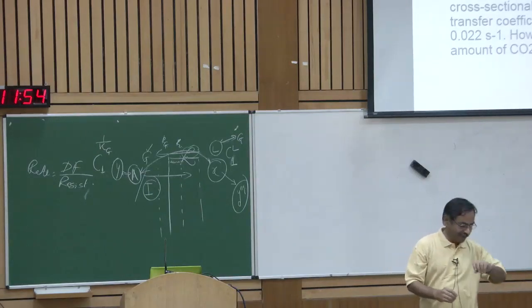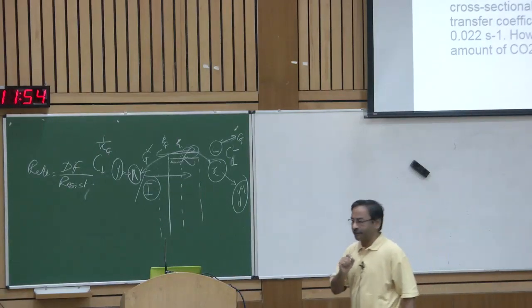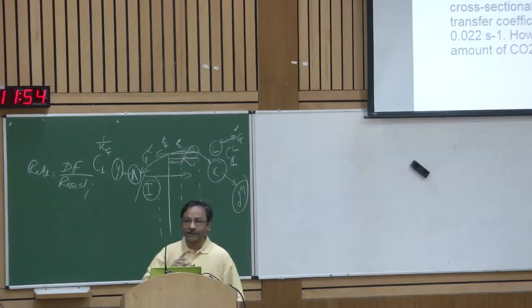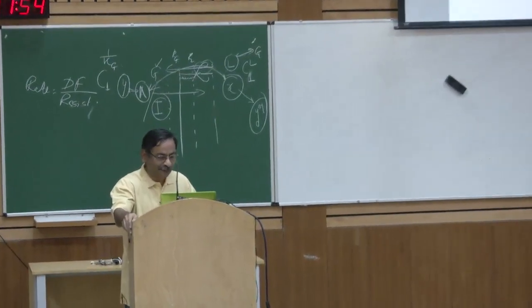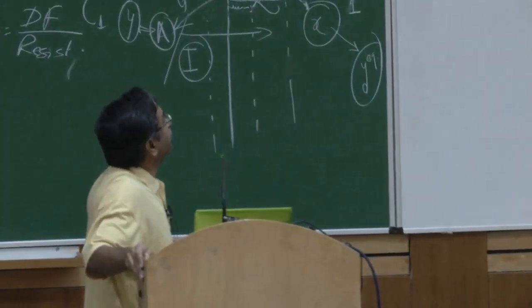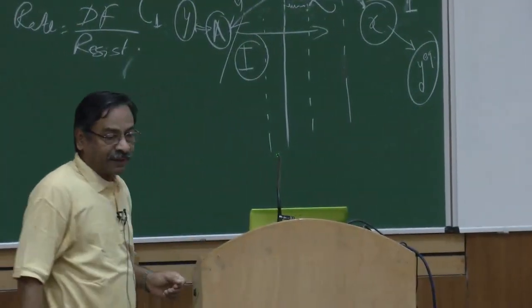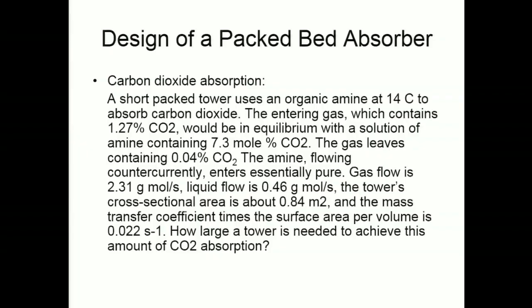Now, let me run quickly through this problem, with the statutory warning that it might look simple, but you can make mistakes. So, look at this problem. We are talking of carbon dioxide absorption. So, let us read the problem. The word short there is a misnomer. That is the first thing I would say. It turns out the column is not so short, but your calculation should show that. So, drop that word.